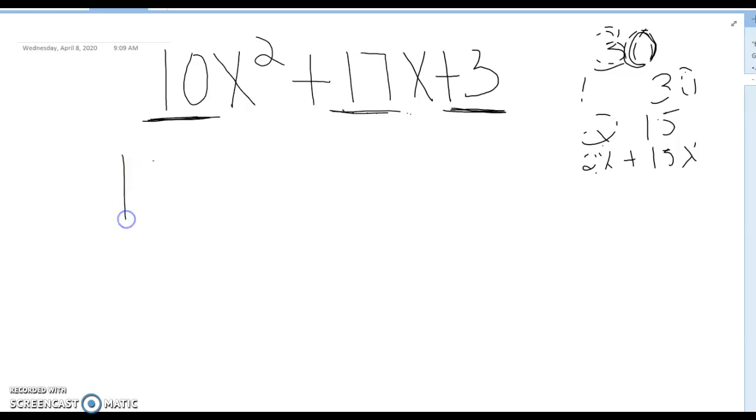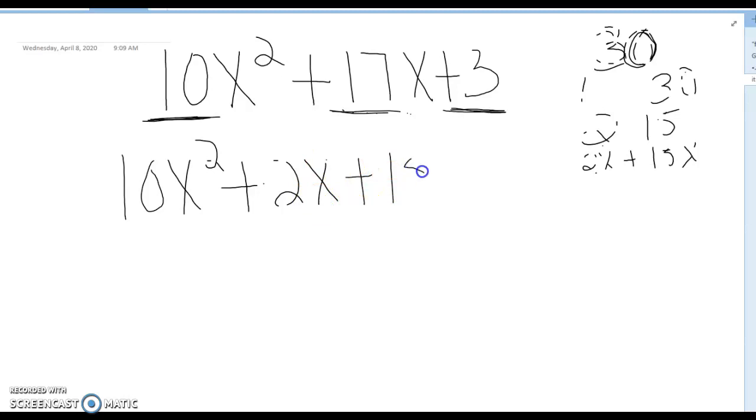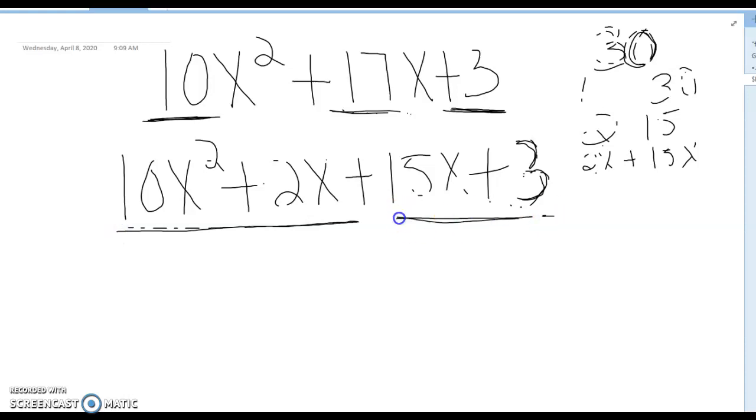I'm going to rewrite the equation 10x squared plus 2x plus 15x plus 3. Now maybe you can, if you weren't following what I said, it's confusing. Now maybe you can see it. I have this right here, right? They both have a common factor of 2, and right here both have a common factor of 3. If I were to put the 2x over where the 15x is, it would not work. And if you make that mistake, you just have to rewrite it a different way.